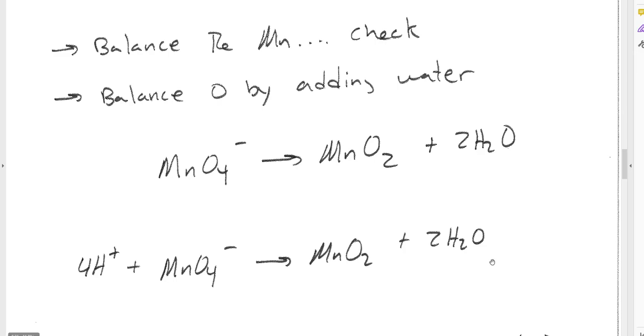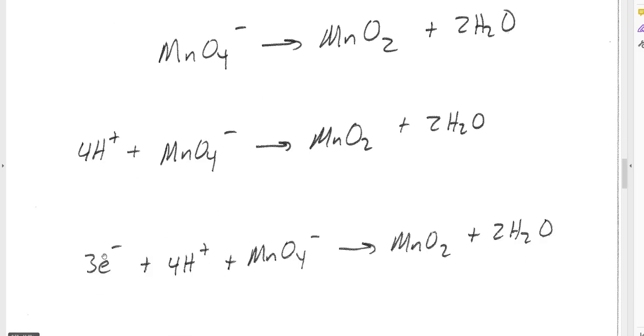Now remember, this was the reduction half reaction. So we should be expecting to put electrons on this side of the equation, not on this side, because reduction requires electrons. So this side is a total of +3. Okay, 4 plus and a -1. And this side is a total of 0. Everything's neutral. So we have to add 3 electrons. So if we add 3 electrons to this side it adds up to 0, and this side adds up to 0 in terms of charge. All right, so this would be our balanced reduction reaction.